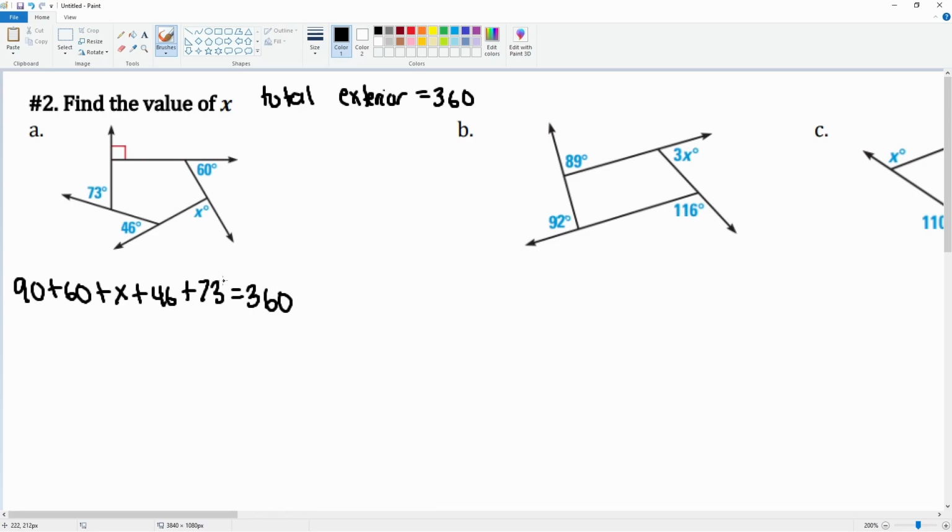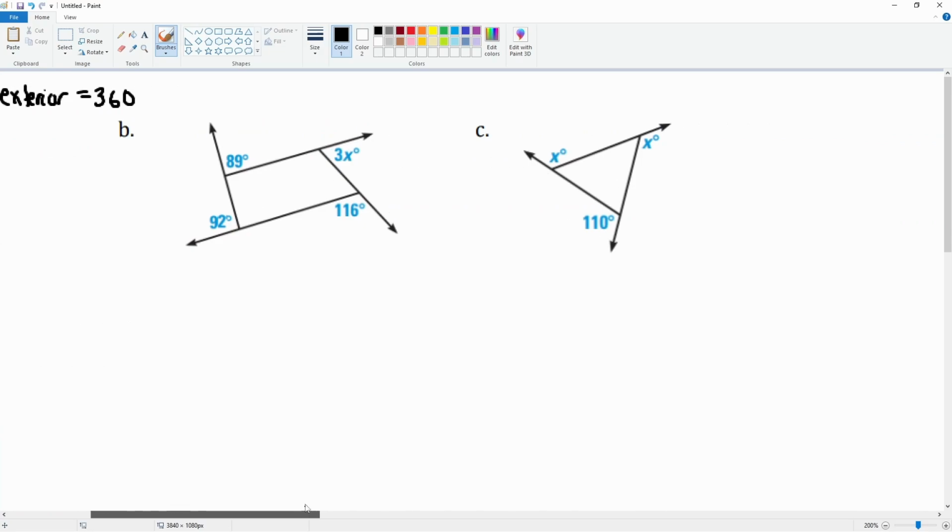Combine some like terms here: 90 plus 60 plus 46 plus 73, that is 269. 269 plus x is equal to 360. Minus 269 from both sides, you get x is equal to 360 minus 269, you get 91.